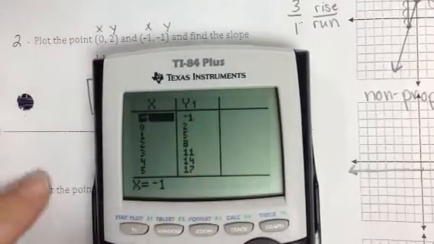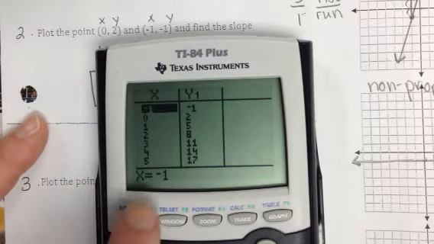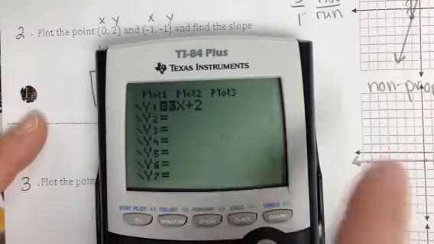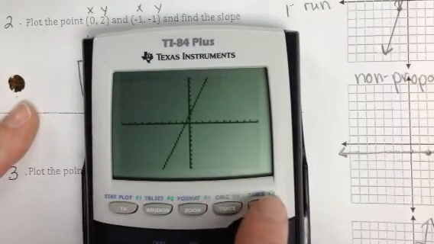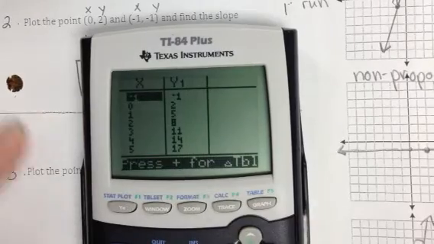So keep that in mind that you can use your graphing calculator to go to y equals and type in equations so you can access the graph, and second graph will get you to the table where the ordered pairs are.